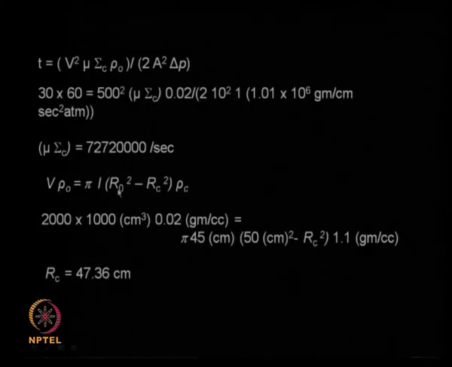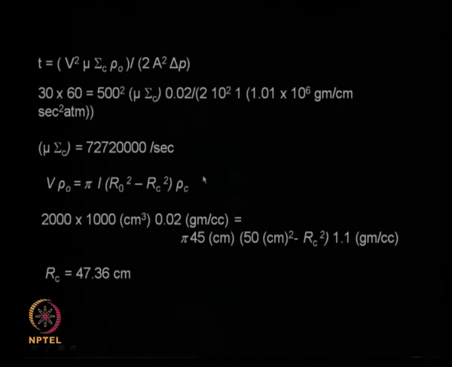So you have V into rho naught, V is the volume that needs to be filtered in liters, so we can convert that into cc, and then rho naught is the density, so that gives the amount of solid material that needs to be filtered, that is on the left hand side.